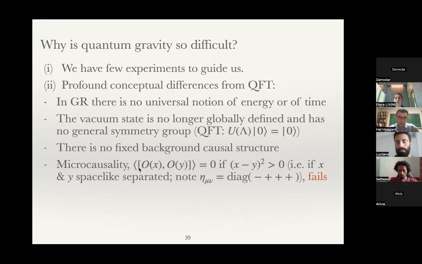So this whole setup fails in a curved space-time. We don't have a nice causal structure, as we were just saying. So it's hard to even talk about what we mean by space-like separated, so we can't even formulate this microcausality condition. So this is one of the reasons that not having a background causal structure is important. That's going to make it hard to say things like microcausality.